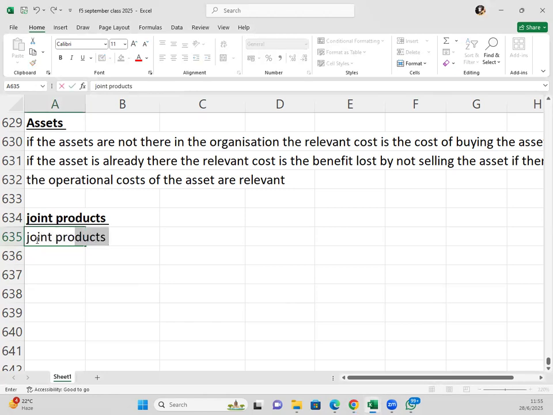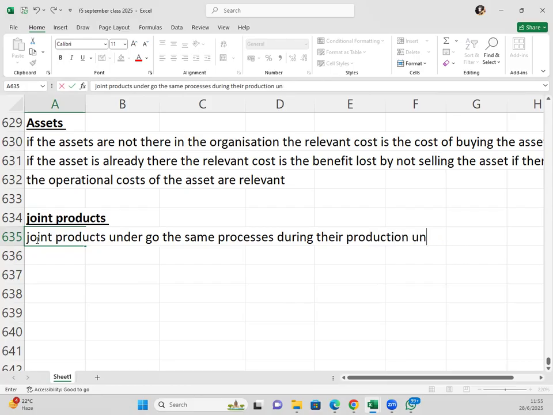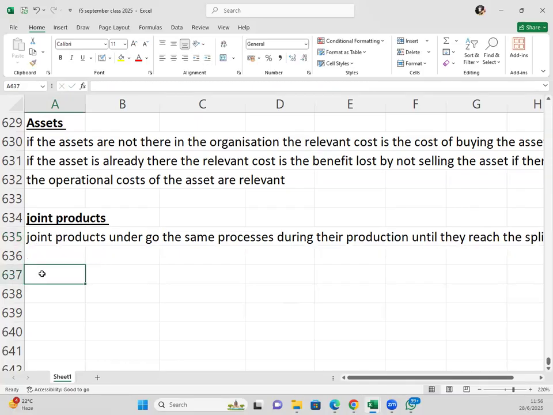Joint products undergo the same processes during their production until they reach the split off point. They undergo the same process until they reach the split off point.